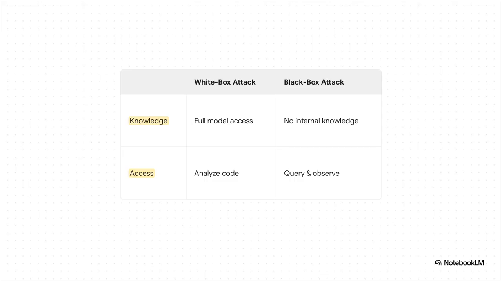Now, hackers usually come at this from two angles. In a white box attack, they've got the whole blueprint, full access to the AI's code. But in a black box attack, they're basically flying blind. All they can do is send inputs and see what comes out, just like a regular user. And what's crazy is that attacks can work in both scenarios.